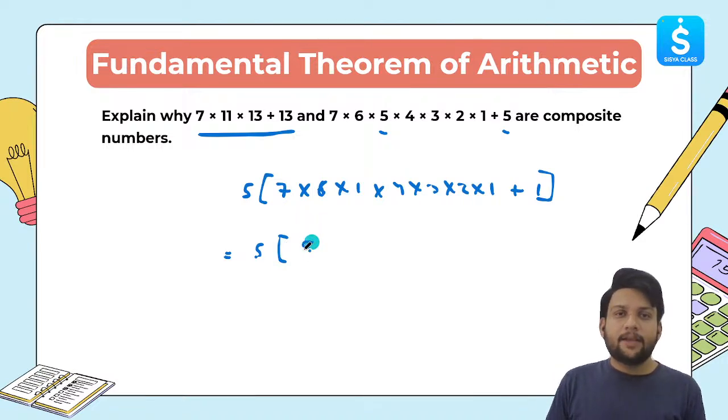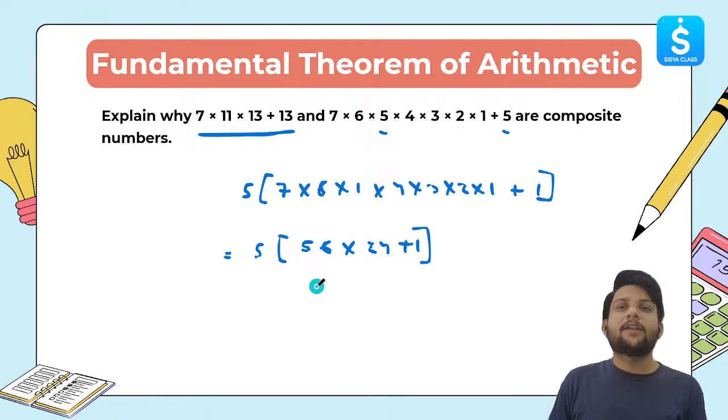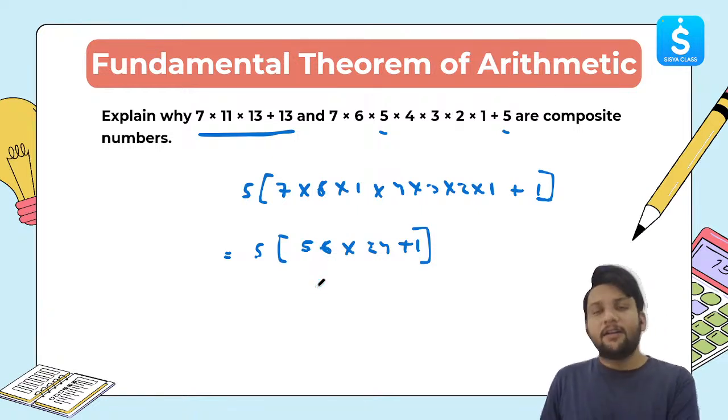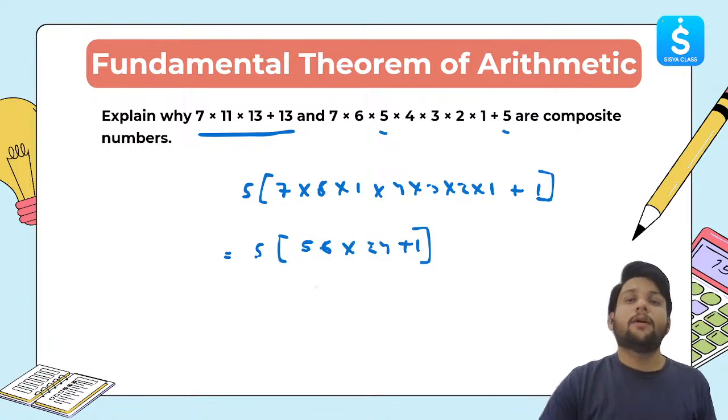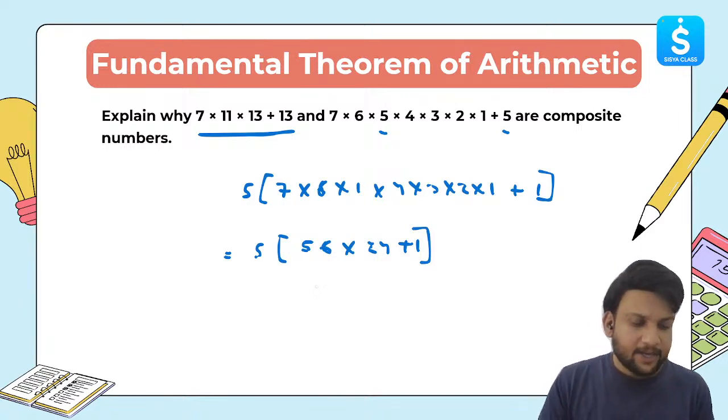So this becomes 7 times 8 is 56. 4 times 3 is nothing but 12. 12 times 2 is nothing but 24, plus 1. So clearly, if you can see, it has more than 2 factors. So we can easily assume, giving the definition that composite numbers are the numbers that have more than 2 factors, so clearly it is a composite number.